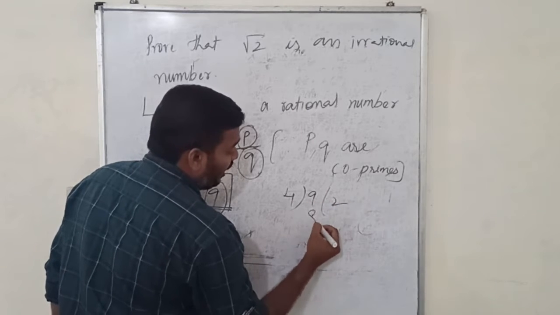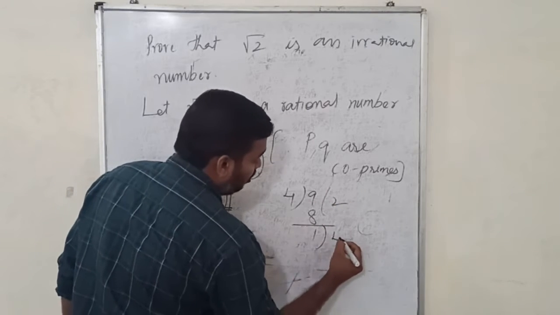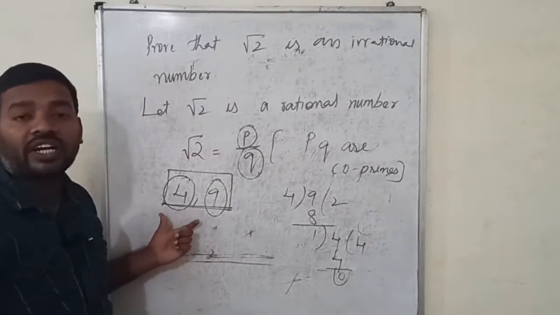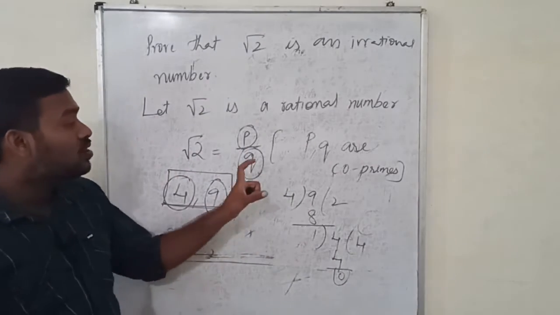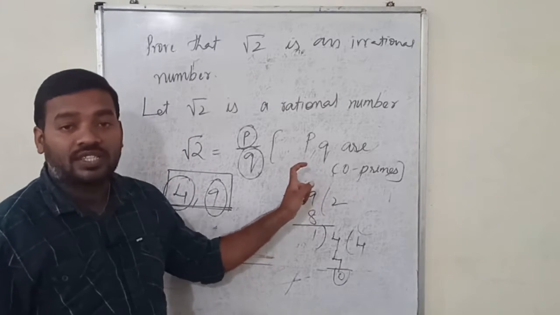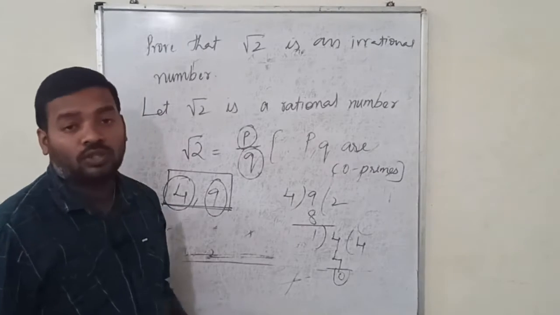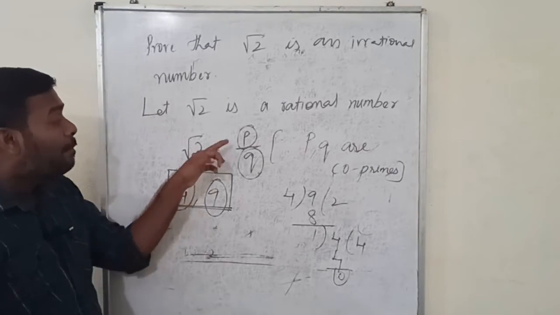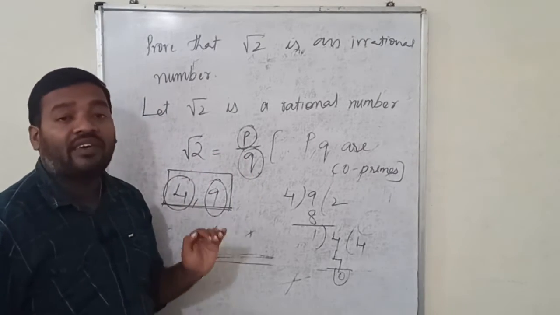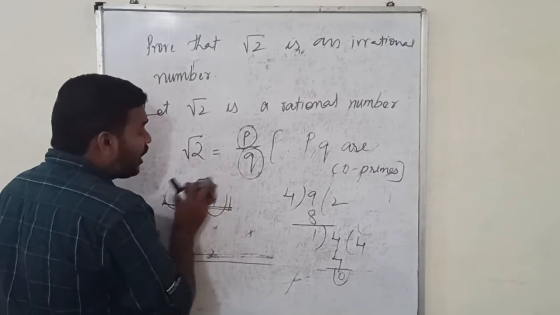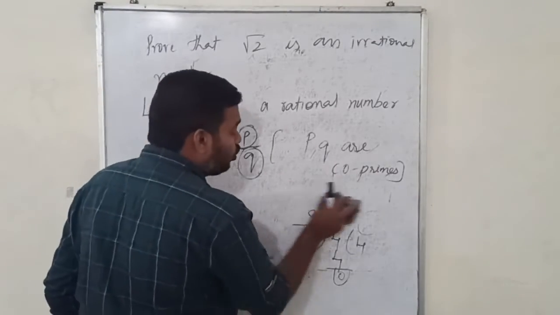4 twos are 8, and you are getting 1 4 is 4. That means the HCF of 4 and 9 is 1. If the highest common factor of two numbers is 1, then you can say those both are co-primes. That means p and q don't have any common factor. Now you can write p as root 2 into q.